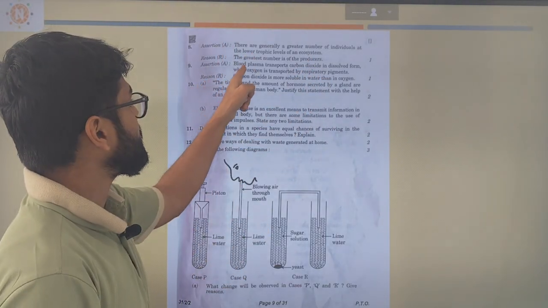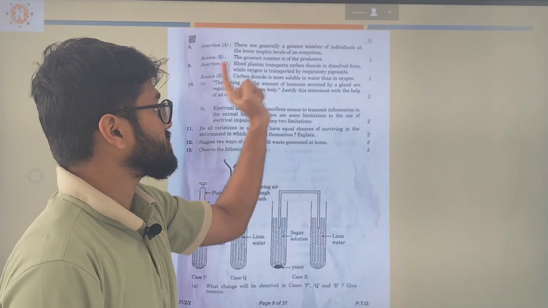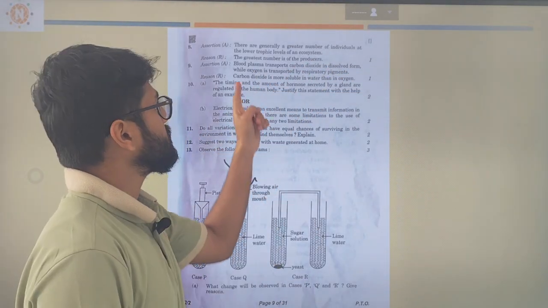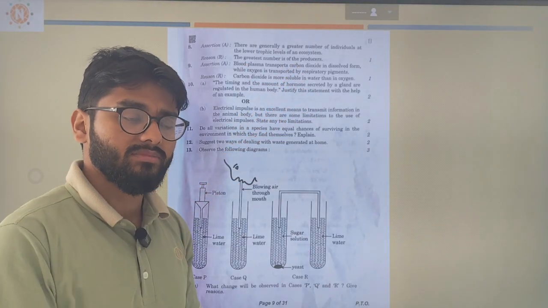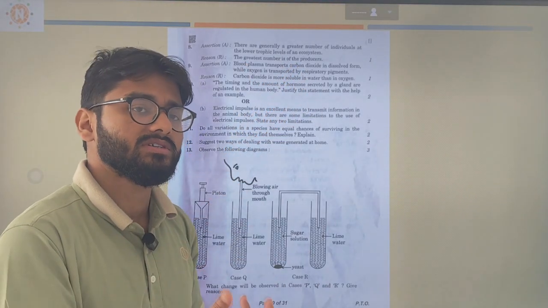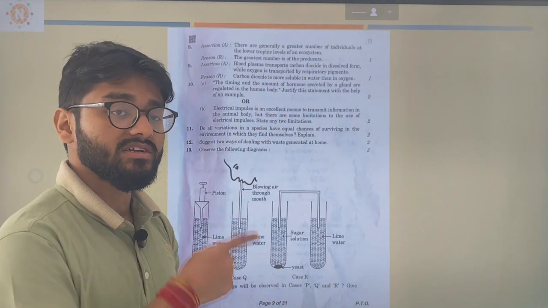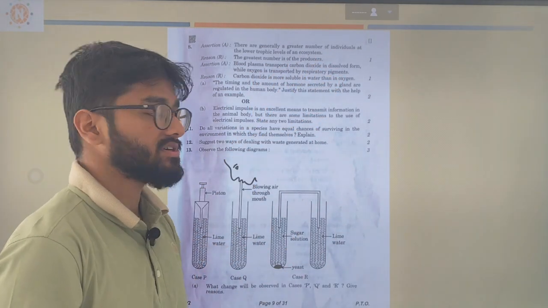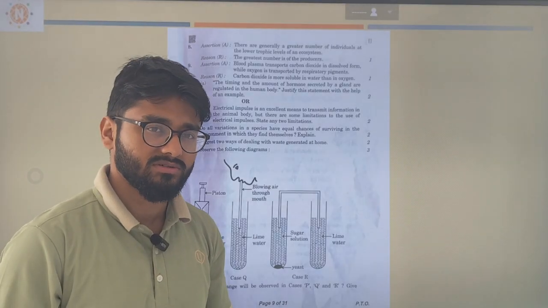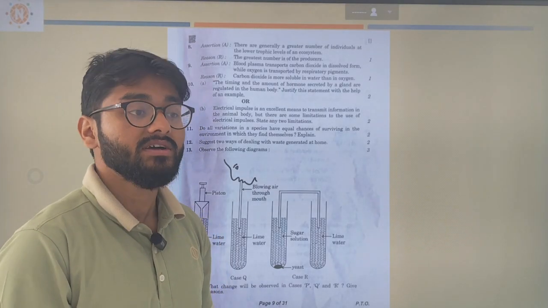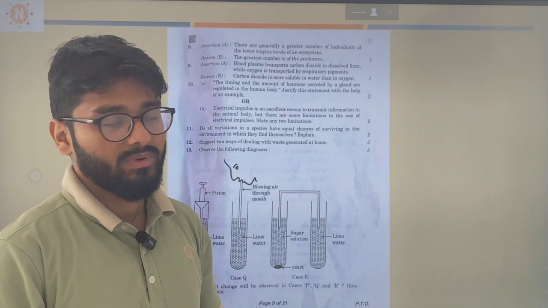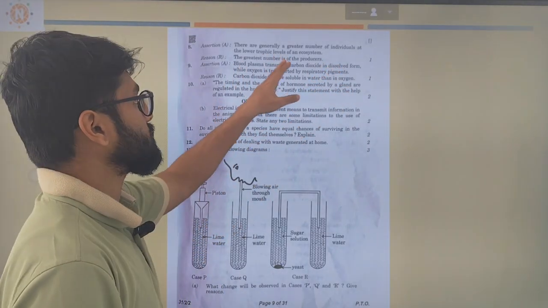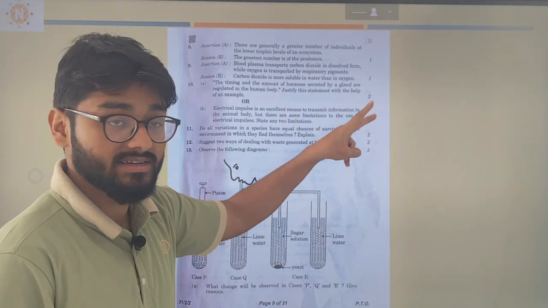The assertion is blood plasma transports carbon dioxide in dissolved form while oxygen is transported by respiratory pigments. That is also correct, because blood plasma transports your carbon dioxide, although in the form of carboxyhemoglobin, but still transporting it through your blood plasma. And oxygen is transported through respiratory pigments. What are these respiratory pigments? Nothing but hemoglobin itself. So it forms oxyhemoglobin. We will come to know that in later classes as well, but for now you just need to know that this is a correct statement.